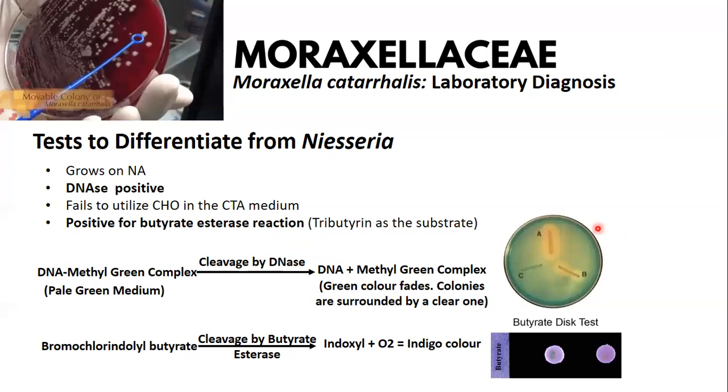So why would it fade if DNase is produced by Moraxella catarrhalis? Simply because the medium, when it is uninoculated, has a pale green color because of the complex formed between DNA and methyl green. And if the organism present is Moraxella catarrhalis, its DNase cleaves the DNA and methyl green complex. So it destroys the complex, and as a result, it would make the green color fade, and therefore the colonies will become surrounded by a clear zone, indicating that there is successful hydrolysis of DNA by the enzyme DNase.